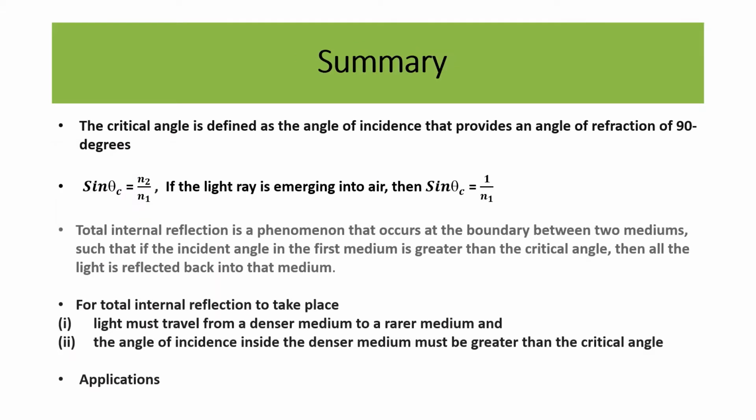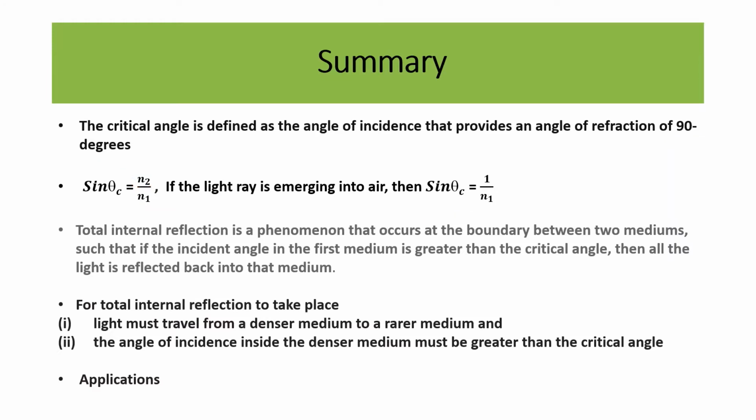In this class, we learned about the critical angle. What is critical angle? Critical angle is defined as the angle of incidence that provides an angle of refraction of 90 degrees. Then we learned about critical angle calculations. Sin theta c is equal to n2 by n1. And if the light ray is emerging into air, the n2 value is 1. Therefore, sin theta c is equal to 1 by n1.